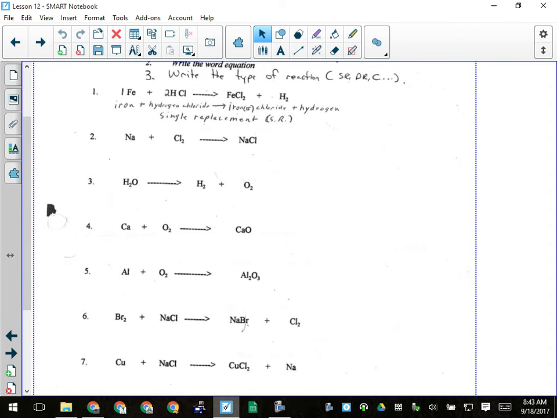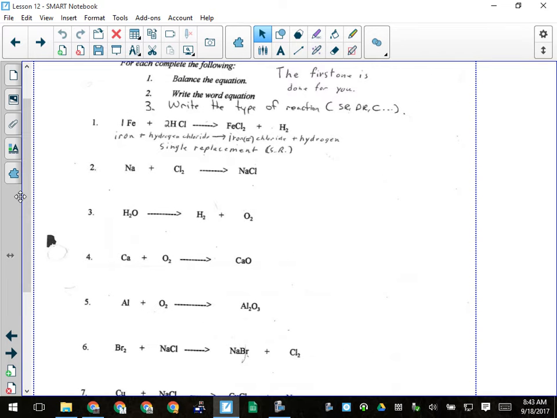Okay, so reminder here of what we're doing for each one of these. For each one of these first ones, it's kind of like what we did on Friday. So you're going to balance the reaction. We're going to write the equation out in words, and it doesn't need to be any more complicated than what I've written here. You don't have to make it a sentence or anything. And then write the type of reaction: single replacement, double replacement, etc.